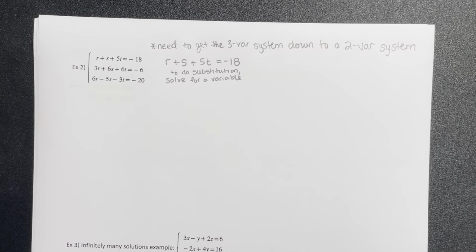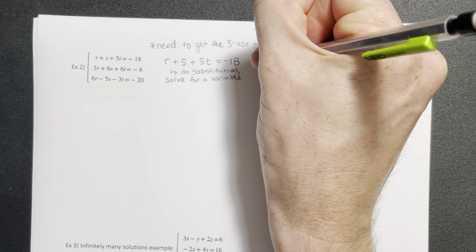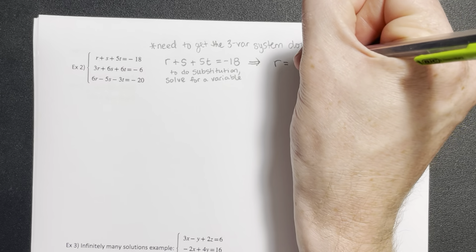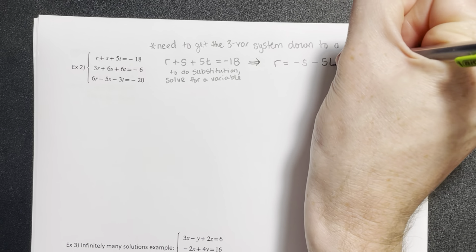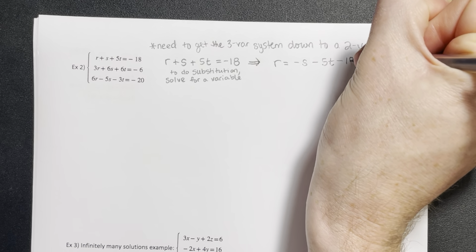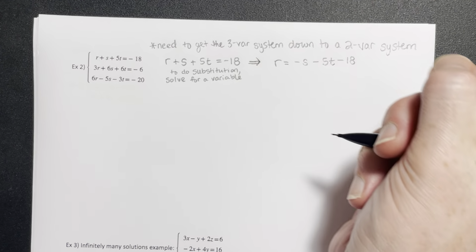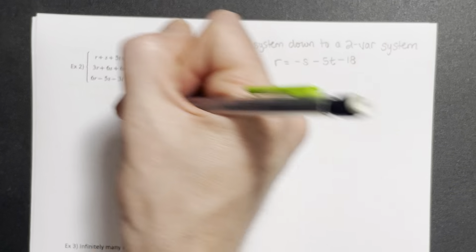All right, so to do substitution, we solve for a variable. I'm going to take this equation and solve for r. That would say r is equal to negative s minus 5t minus 18. Now that I know what r is equal to, we can substitute that into the other equations.